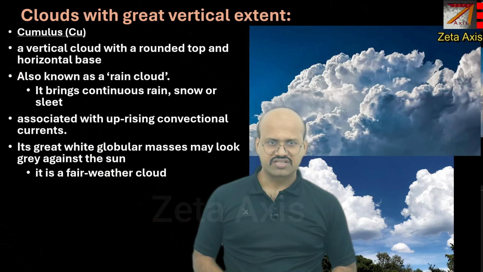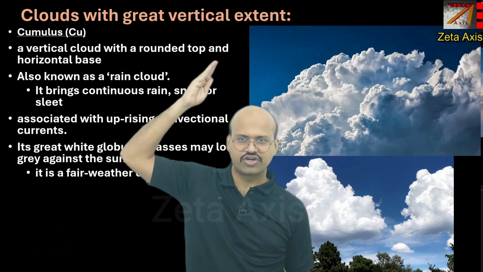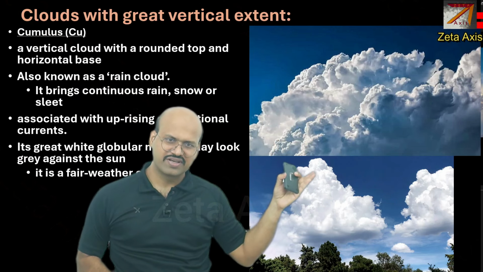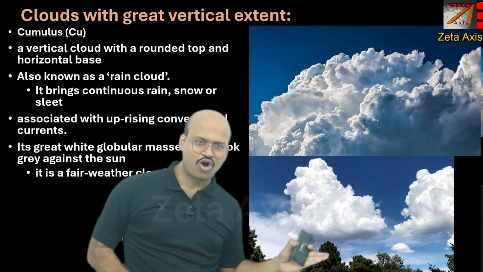Then we have cumulus clouds. These are the vertical clouds. A vertical cloud with rounded top and horizontal base. You can see this is an example of a cumulus cloud. It has these rounded tops and the base, you can see, is almost flat.